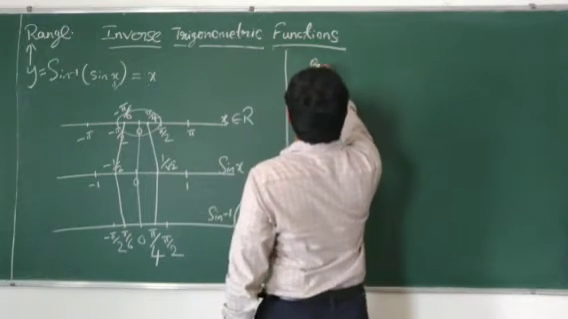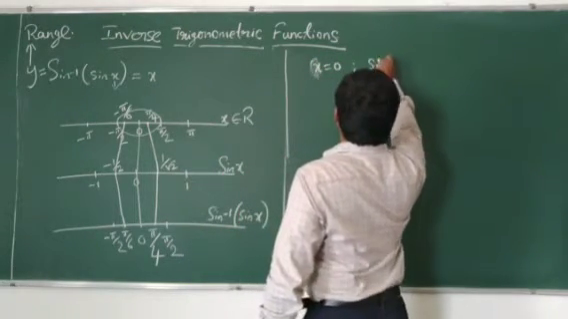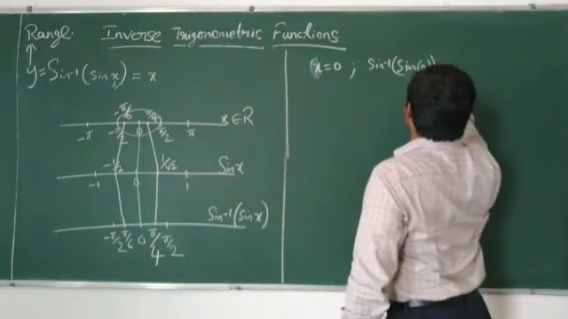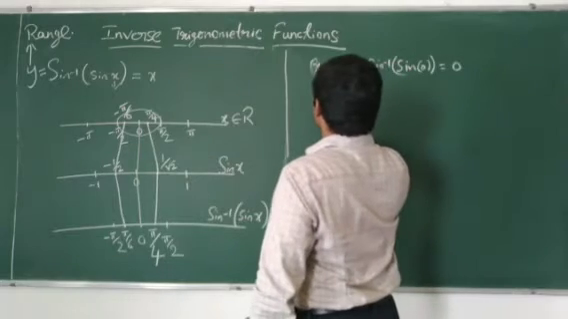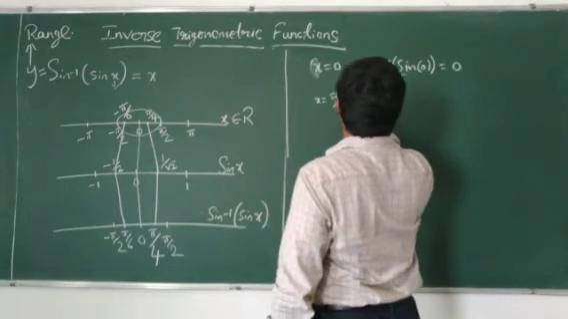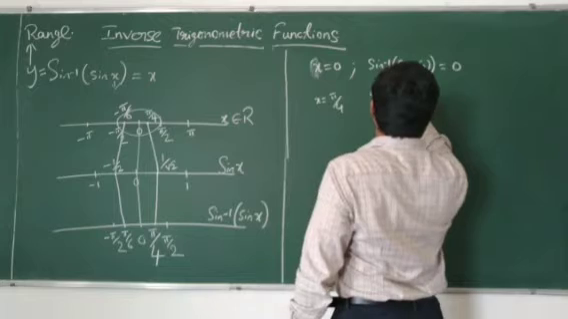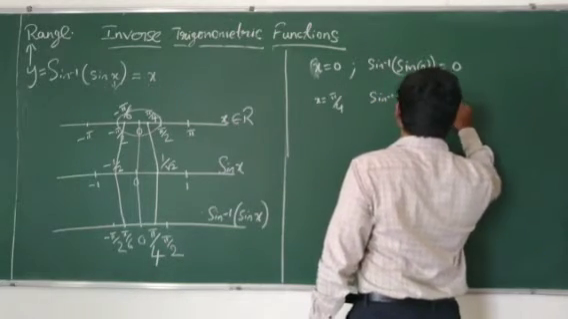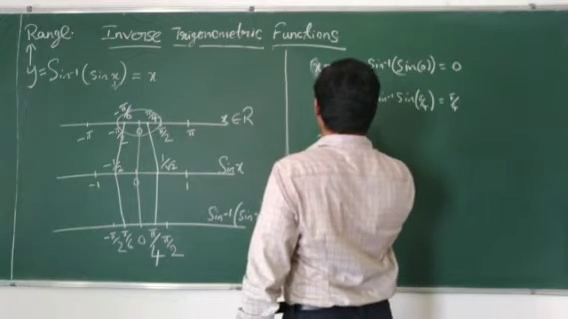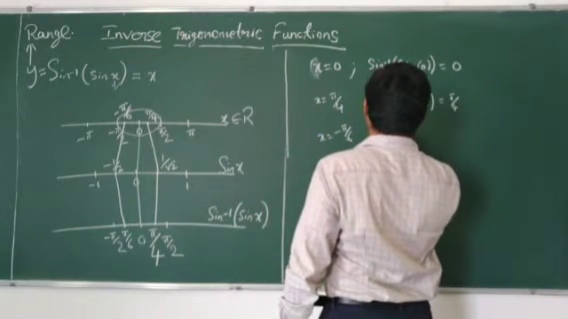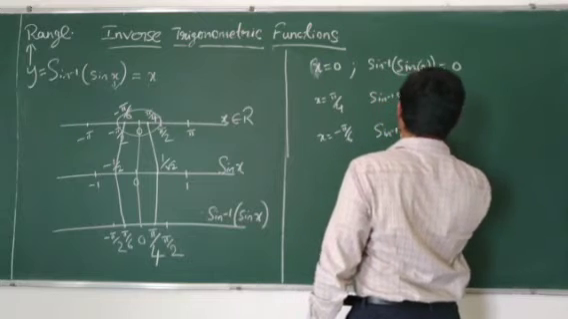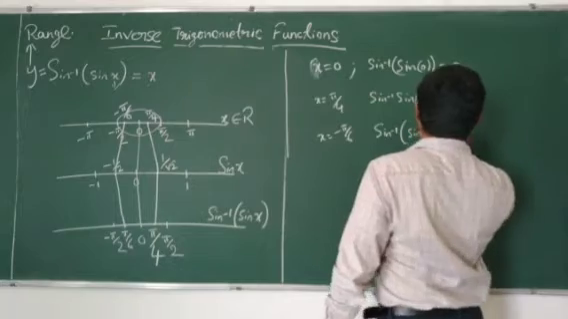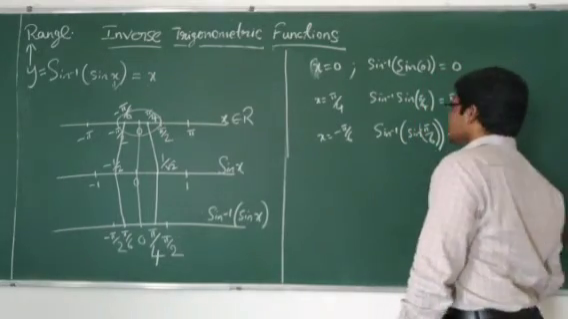If I take x equal to 0, then sin inverse of sin 0 is equal to 0. If x is equal to pi by 4, sin inverse of sin pi by 4 is equal to pi by 4. X is equal to minus pi by 6. Sin inverse of sin of minus pi by 6 is equal to minus pi by 6.